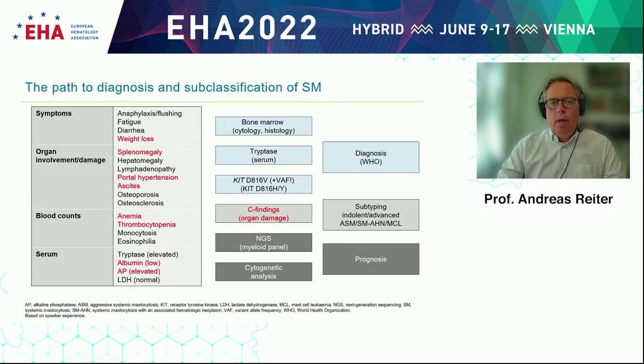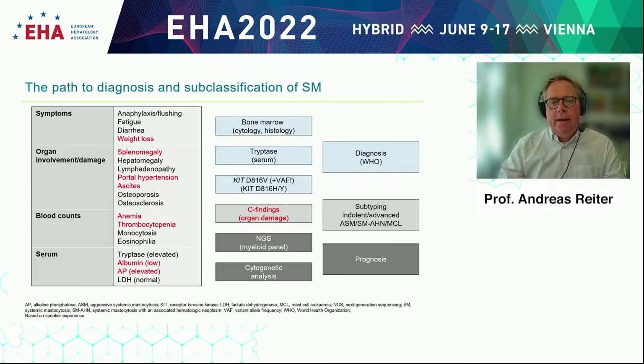And then we perform bone marrow biopsy. We do the tryptase, as just said, in the peripheral blood, and we perform mutational testing. This is KIT D816V, and KIT D816V is present in more than 90% of the patients. So it's very similar to BCR-ABL in CML, or JAK2 V617F in myeloproliferative neoplasms, but here KIT D816V in systemic mastocytosis. We then have the diagnosis.